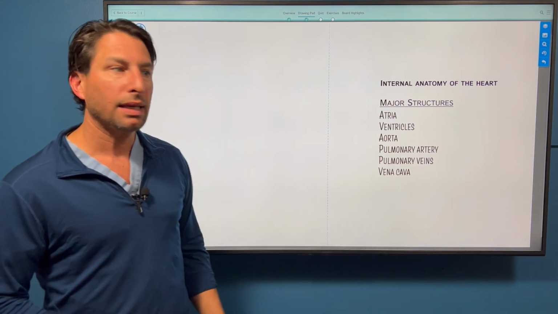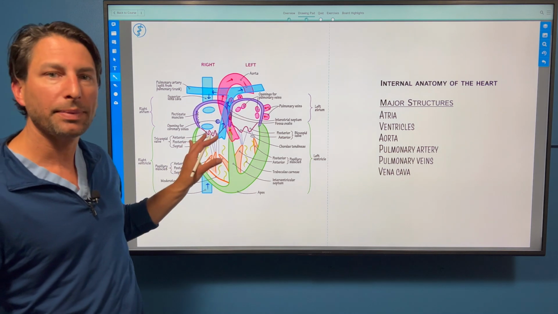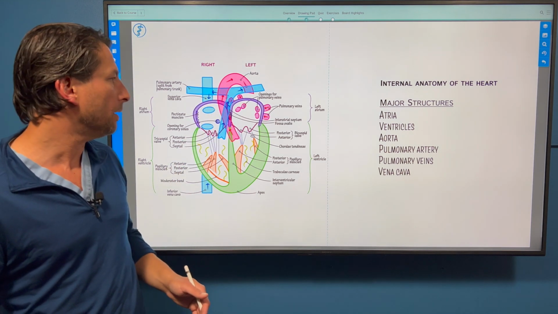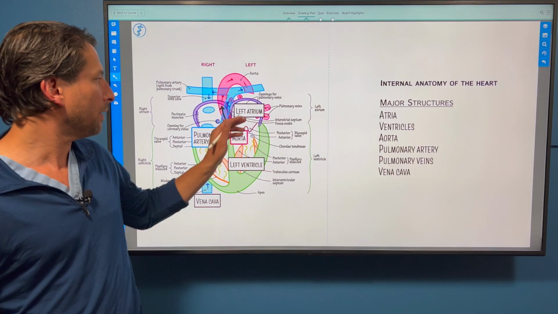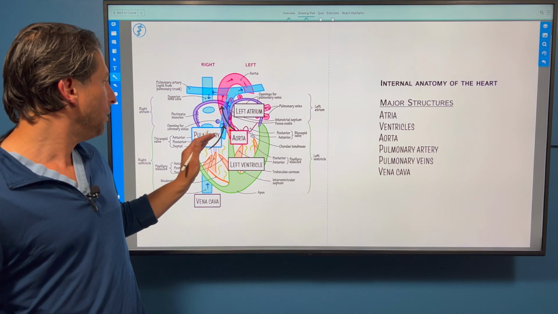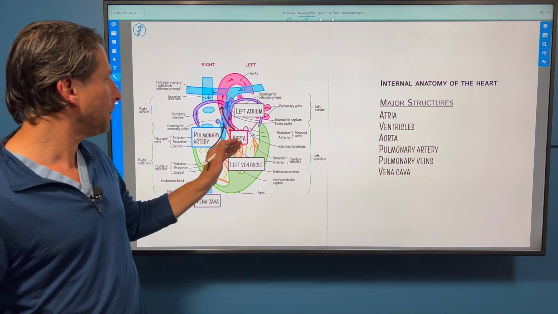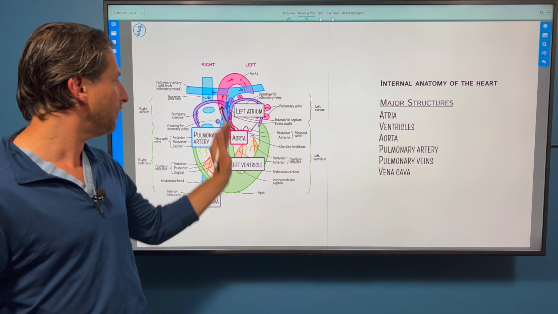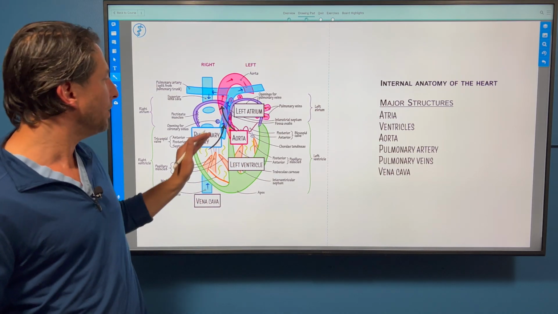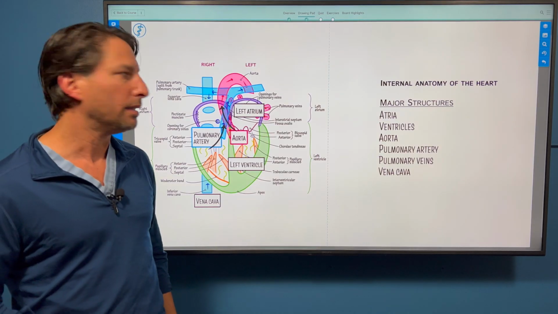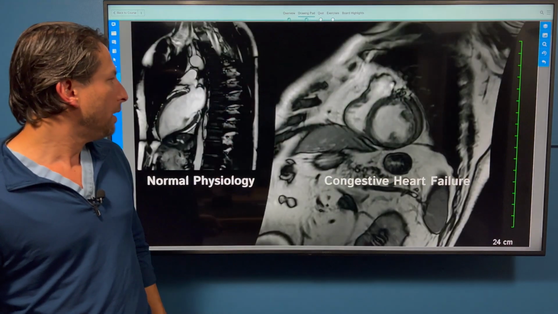Internal anatomy, same structures. Again, complicated anatomy, which you'll learn very well, but let's just point out the big stuff here. Left atrium here, pulmonary artery running up here, aorta pumping out of the left ventricle, and then the vena cava dumping back into the right atrium there.